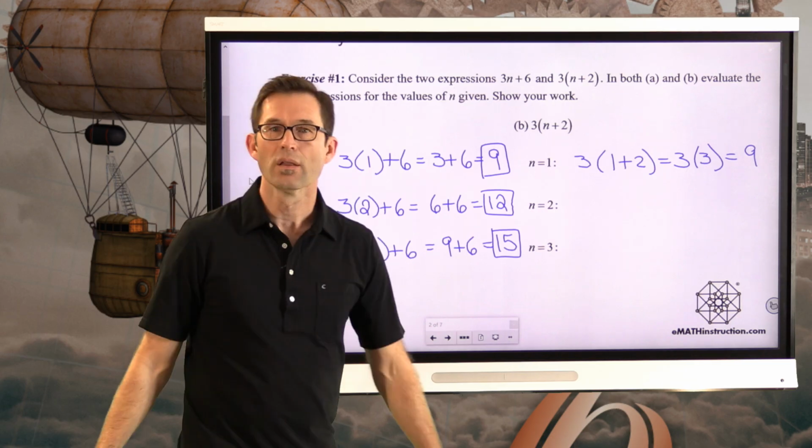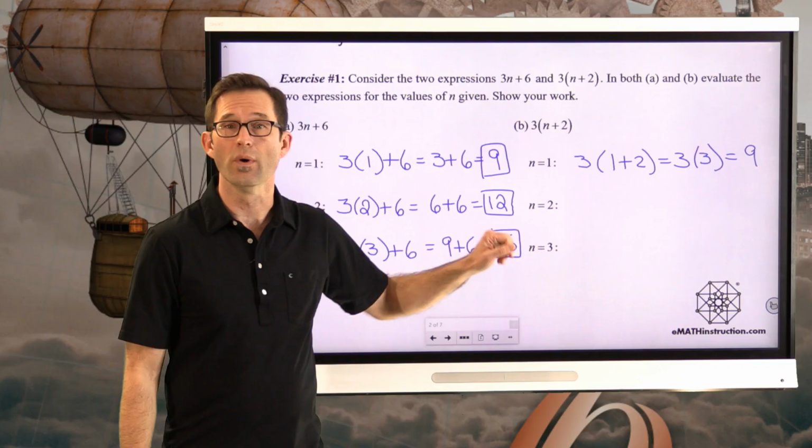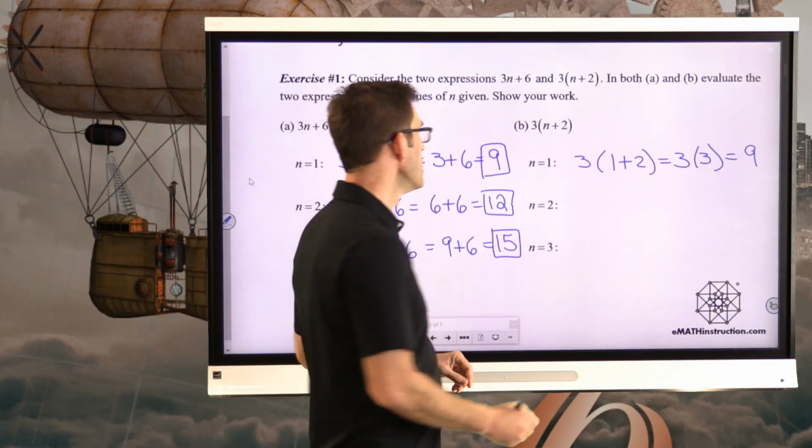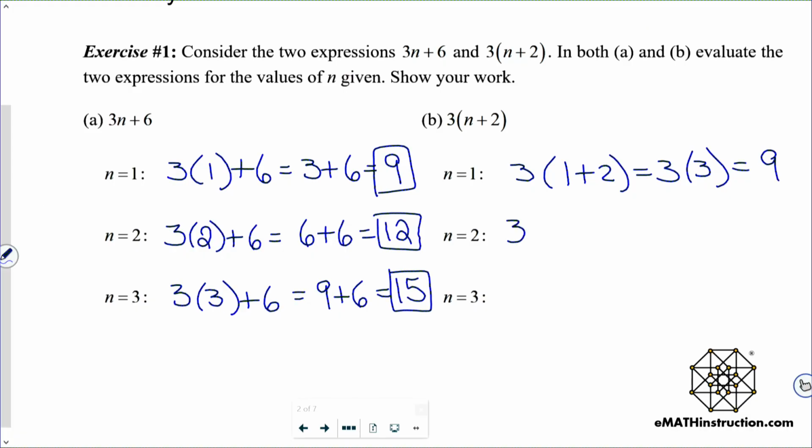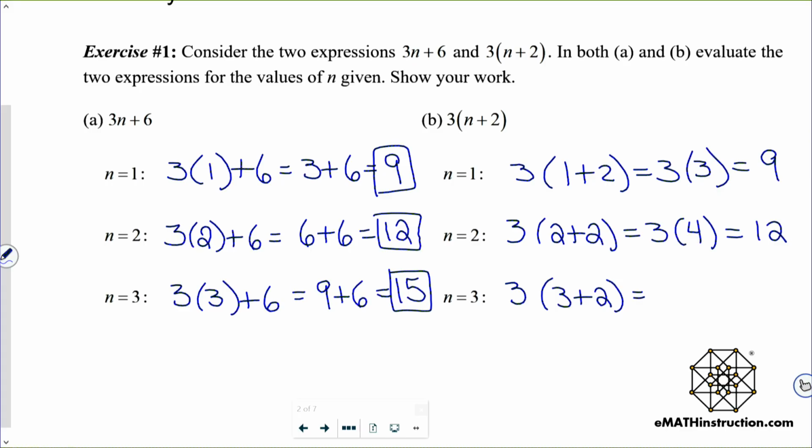Great. Let's now evaluate this one for 2 and 3. So very similar to before, I'm going to put the 2 in for n. I'm going to figure out that 2 plus 2 is 4, and then I'm going to do 3 times 4, which is 12. The last one, I'm going to put the 3 in for n. I'm going to get 3 times 5, and 3 times 5 is 15.